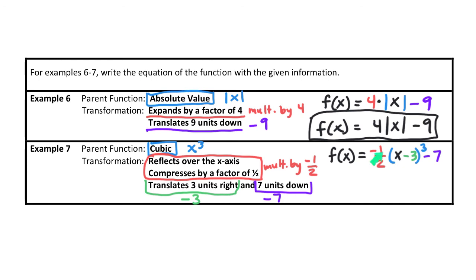So let's see. It's reflecting because it has a negative. It's compressing by 1/2. It's cubic because there's a power of 3. It's translating 3 units to the right, so I put minus 3 inside. And it's going 7 units down, so I put minus 7 outside. So my final answer without all the colors is negative 1/2 times x minus 3 to the 3rd power minus 7.